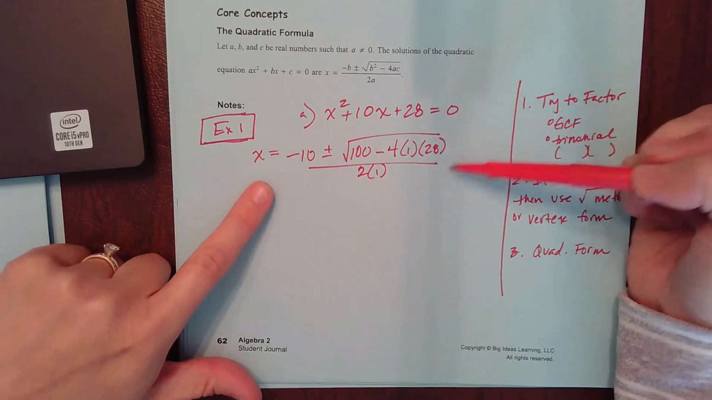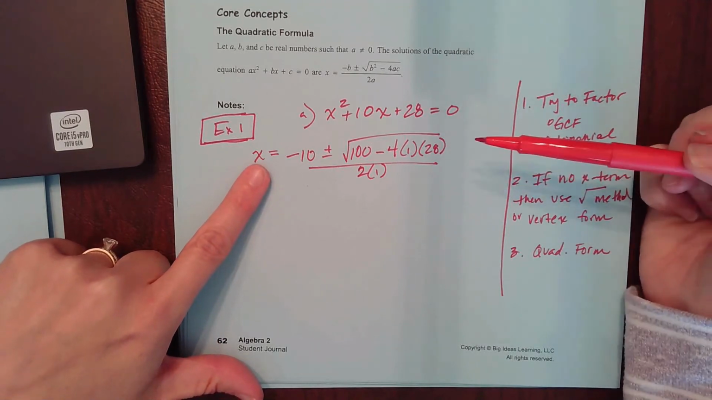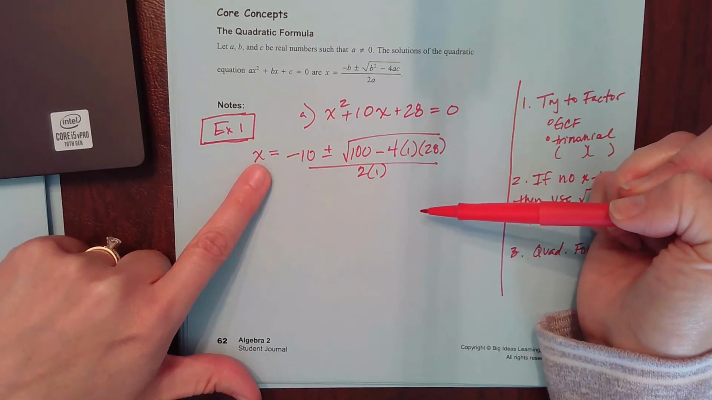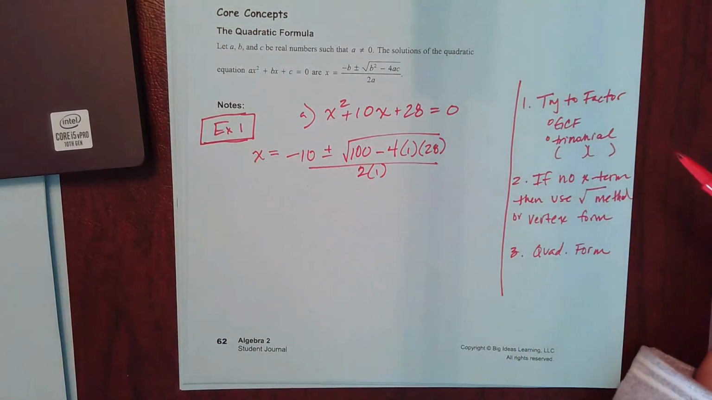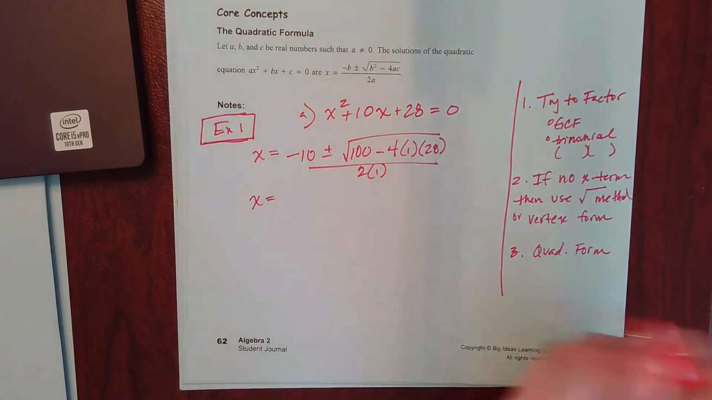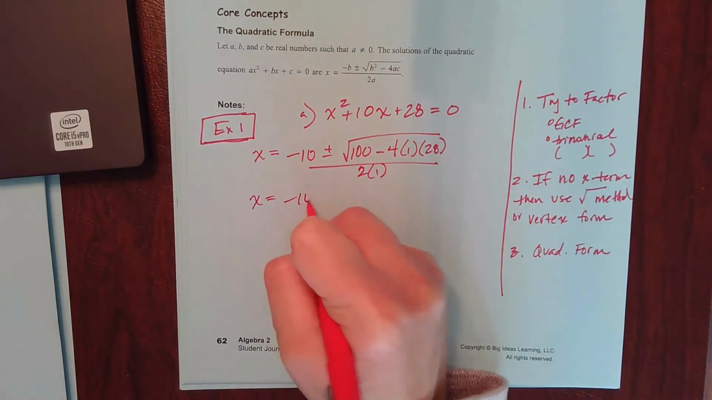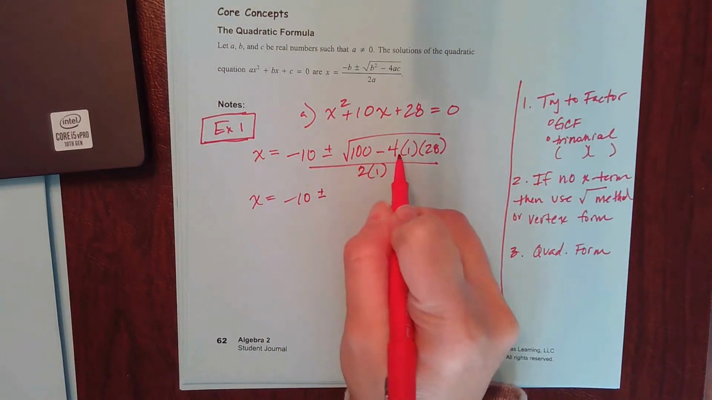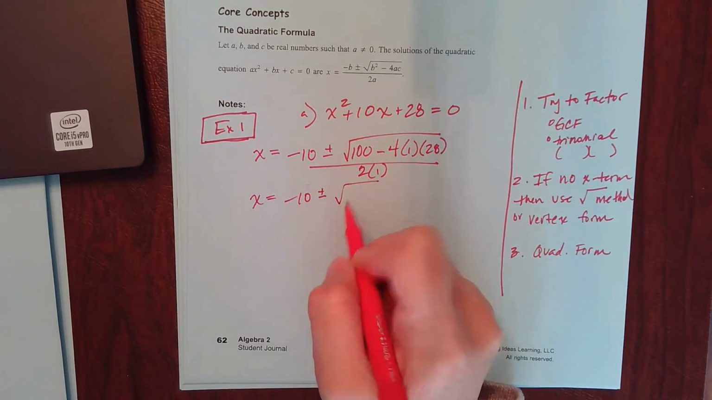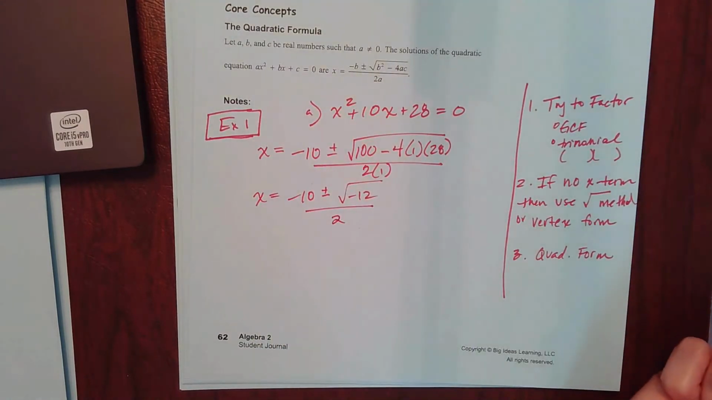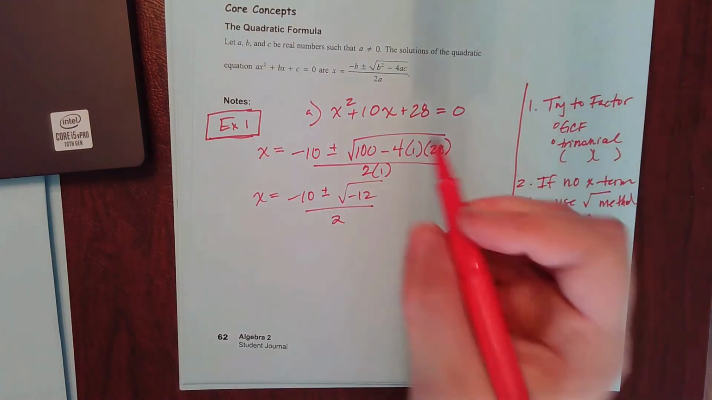And so what I would hope to see on your paper is, if you have this written out and then you make a basic computational error, that's a way different mistake than getting the whole problem wrong. So the more work you can show, the better. I always kind of do the discriminant part. So I do 100 minus 4 times 1 times 28, and I get negative 12. All right, remember, a square root of a negative means that we're going to have an imaginary solution.